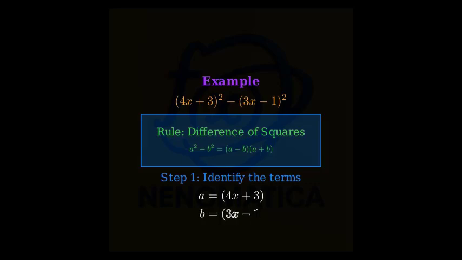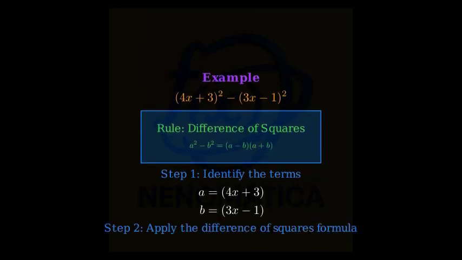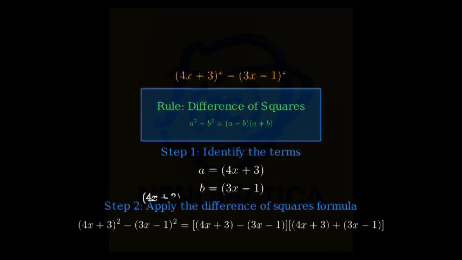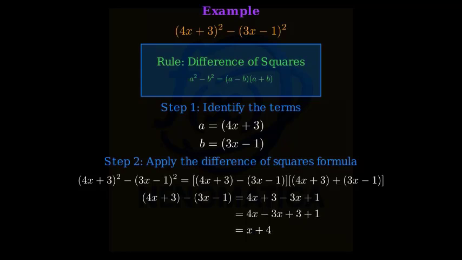Let's write our expression as the difference of the two squared terms. Now, we apply the difference of squares formula, (a minus b) times (a plus b). So we get (4x plus 3 minus (3x minus 1)) times (4x plus 3 plus (3x minus 1)). Let's simplify the factors one by one. For the first factor, 4x plus 3 minus (3x minus 1), we combine like terms. 4x minus 3x equals x, and 3 minus negative 1 equals 3 plus 1, which is 4. So we get x plus 4.